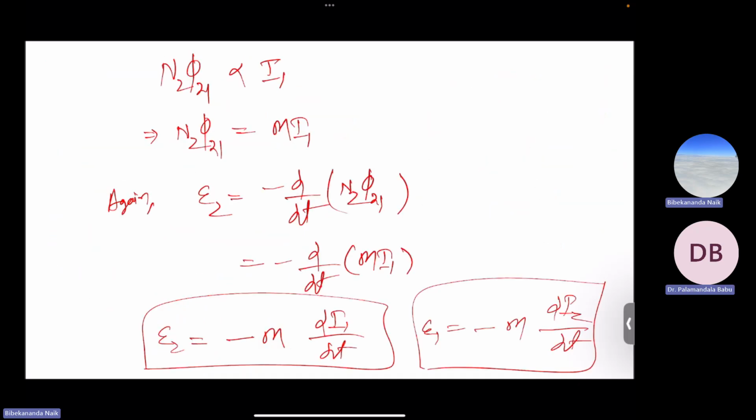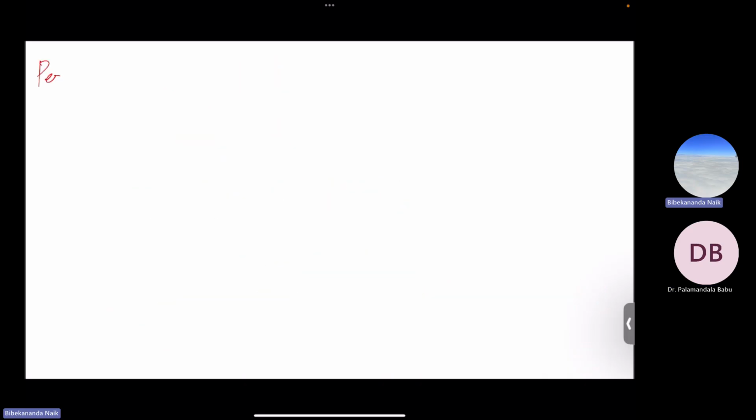Now, if we discuss permeability, what is permeability? Here, permeability means magnetic permeability.